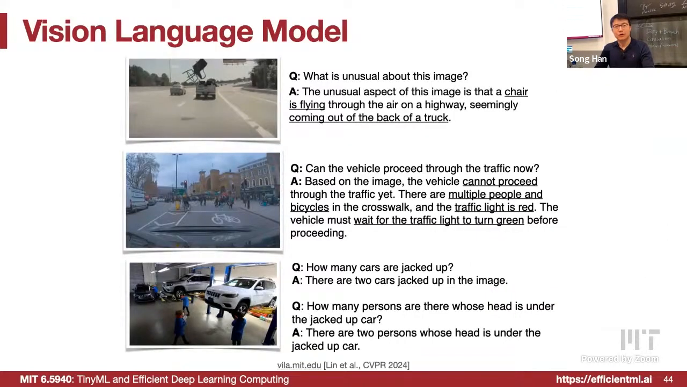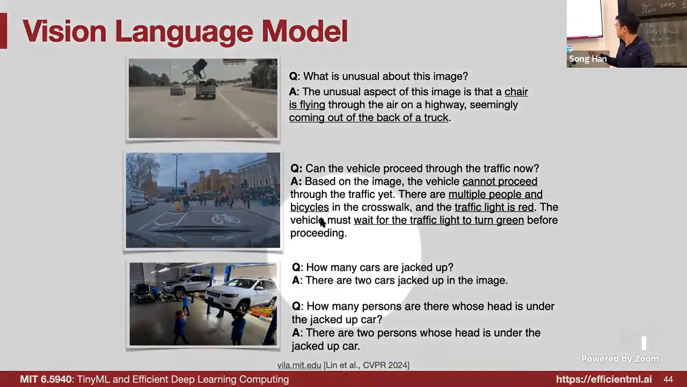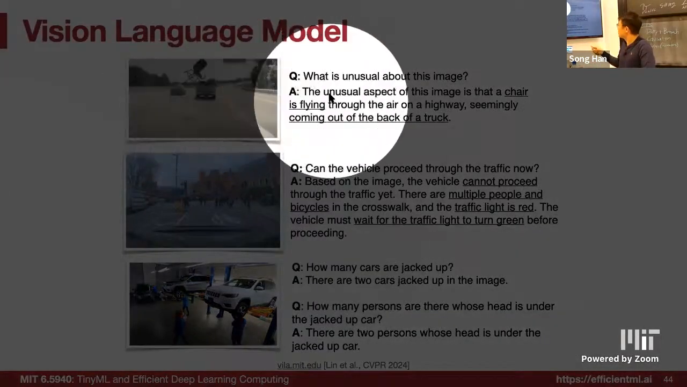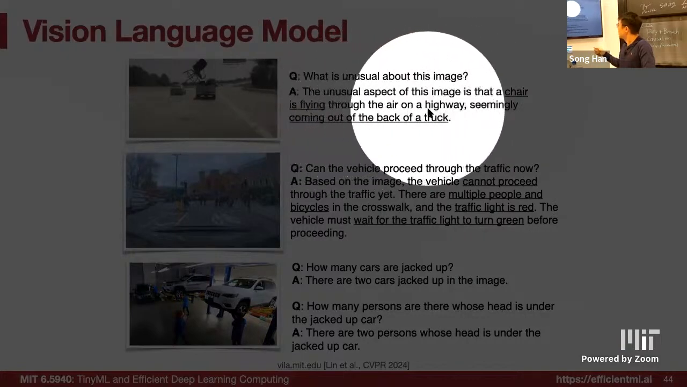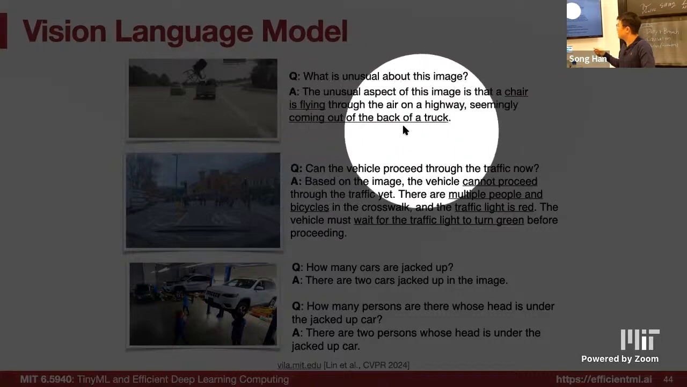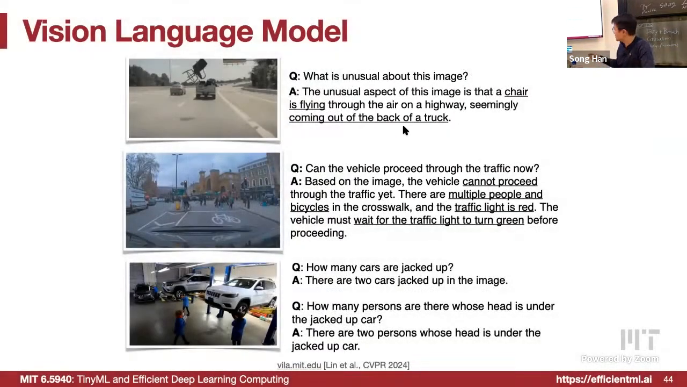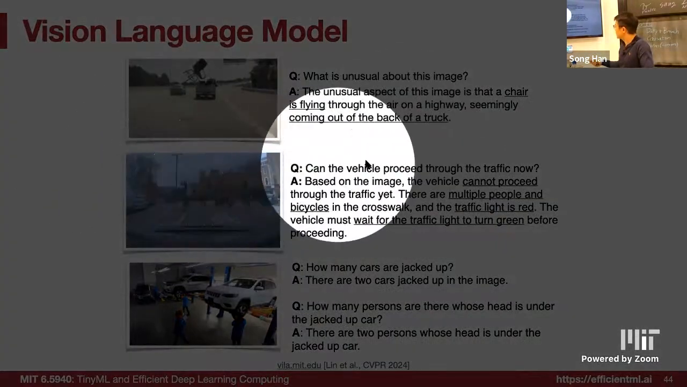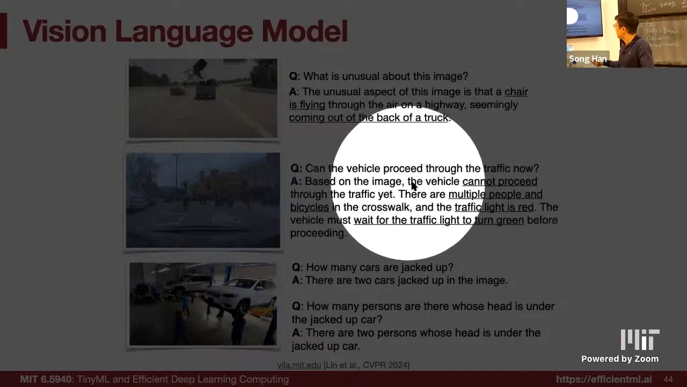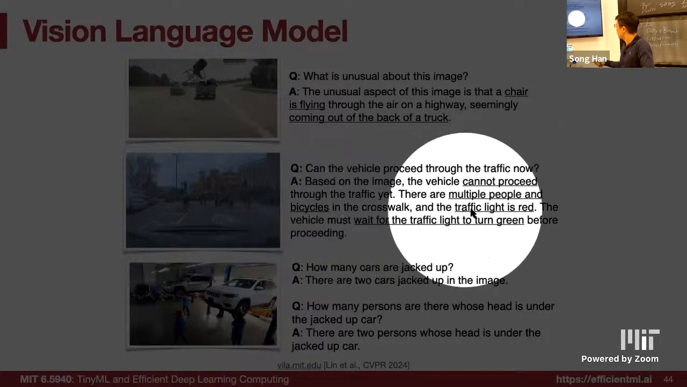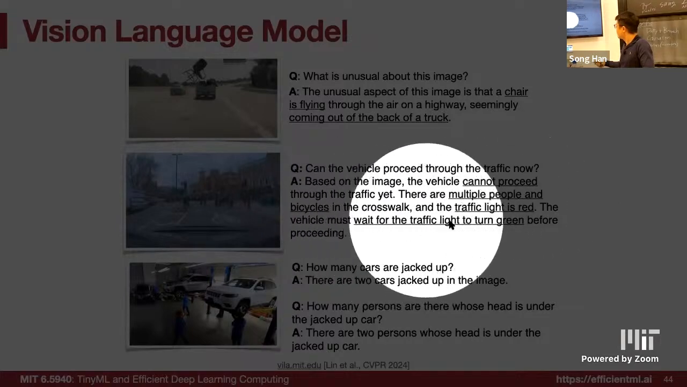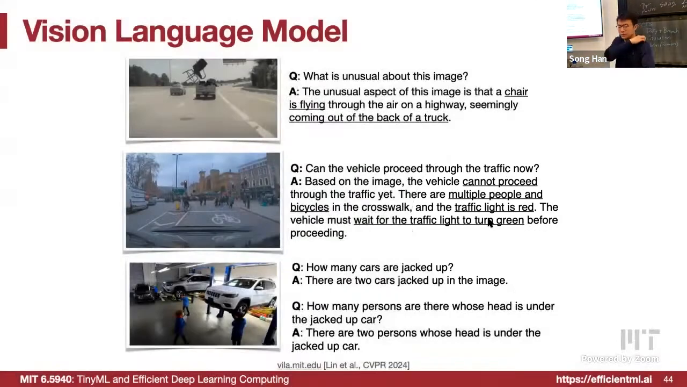So what is the visual language model? So we want to understand images and language at the same time. So for example, given the first image, what is unusual about this image? Okay, we feed it with this picture, and then the answer is the unusual aspect in this image is that the chair is flying through the air on a highway, seemingly coming out of the back of a truck. Okay, and given the second image, autonomous driving scenario, can the vehicle proceed through the traffic now? The vehicle cannot proceed because there's multiple people and bicycles in the crosswalk. The traffic light is red. We have to wait for the traffic light to turn green, for example.